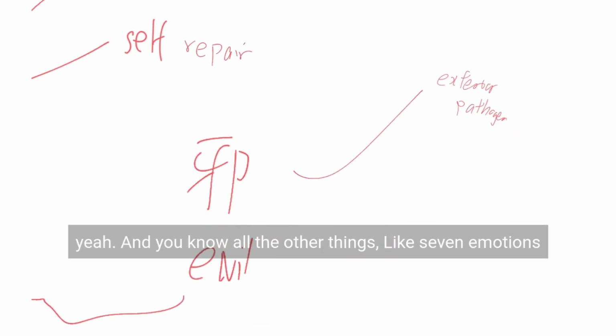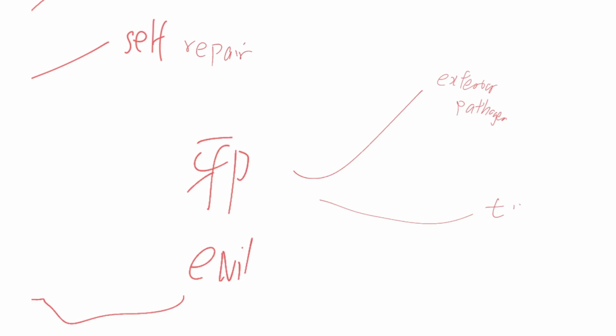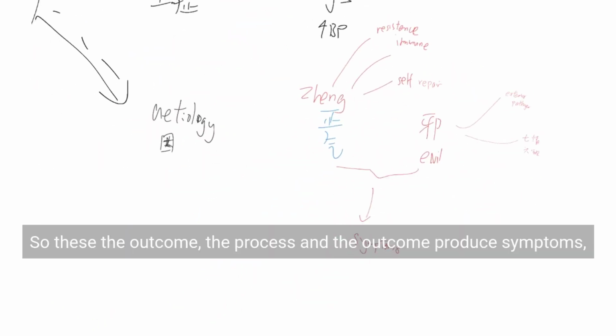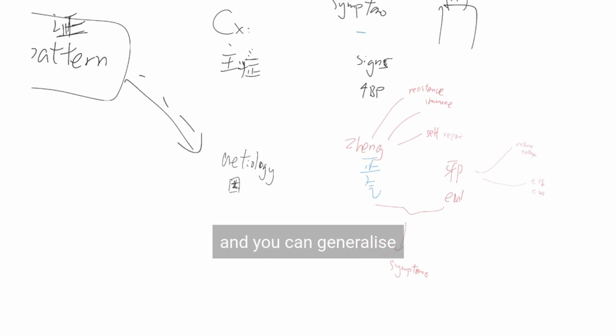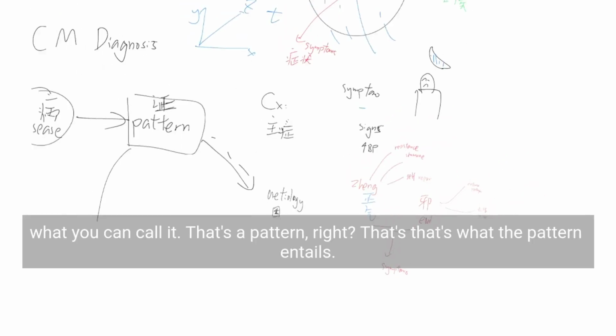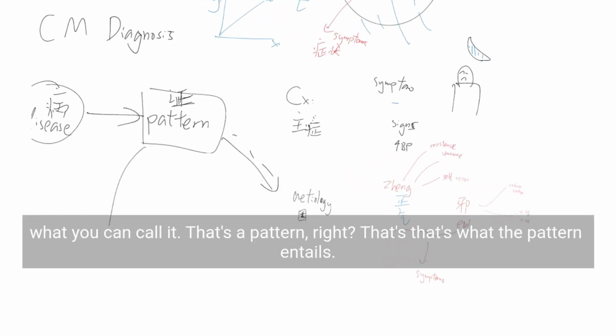Yeah, and all the other things like immersion and desire and also blast phases, etc. All right, so the process and the outcome produce symptoms, and you can generalize the process and outcome in a general sense. Well, you can call that a pattern, right? That's what the pattern entails.